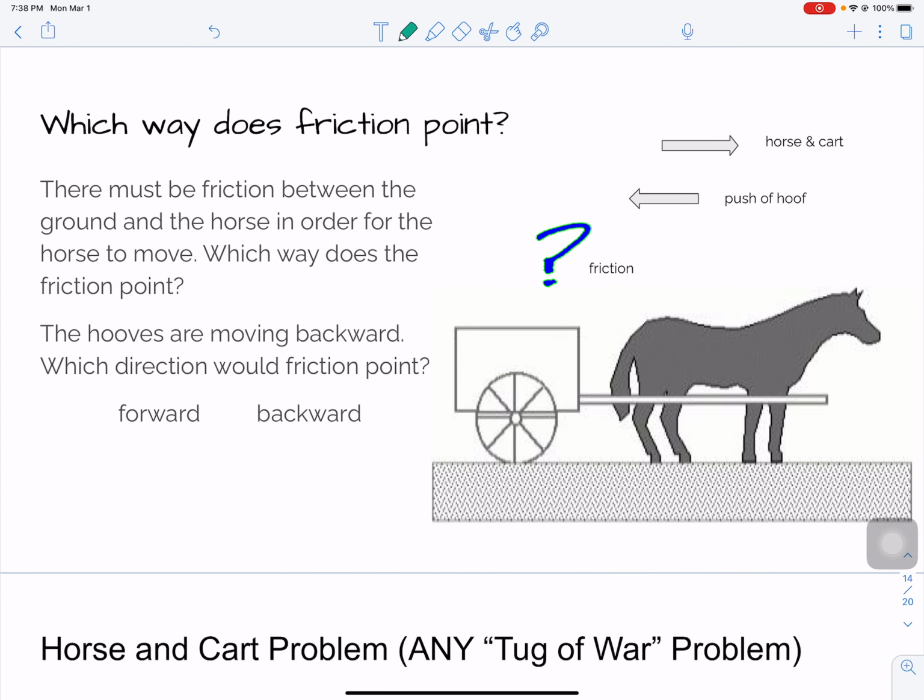There must be friction between the ground and the horse in order for the horse to move. Which way does the friction point? The hooves are moving backwards, or pushing backwards. Which direction would friction point? It points forwards, so the horse and the cart are moving forward. The hoof is pushing backwards, which would cause a slide backwards, and so the direction of friction is forward.